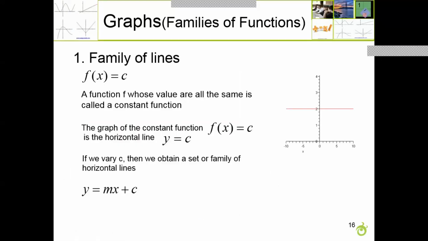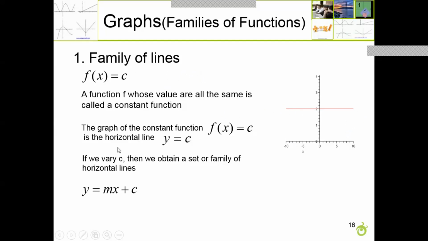And then ini family of lines. Okay, ini adalah contoh-contoh graph yang basic graph, okay? Okay, ini adalah graph of constant function. Okay, this function whose values are all the same. Okay, we call it as constant function. Function dia adalah equal to constant. Okay, for example, f of x equal to 2, f of x equal to -3, f of x equal to 4. Okay, dia tak ada variable, dia hanya constant function. So kita panggil dia graph of constant function.